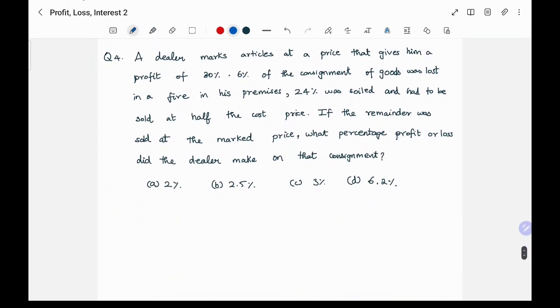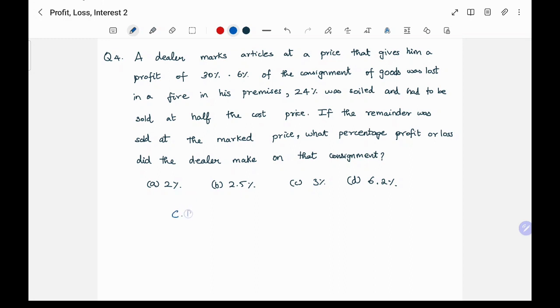A dealer marks articles at a price that gives him a profit of 30%. 6% of the consignment of goods was lost in a fire in his premises. 24% was soiled and had to be sold at half the cost price. If the remainder was sold at the market price, what percentage profit or loss did the dealer make on that consignment? Okay, so we need to assume one variable.